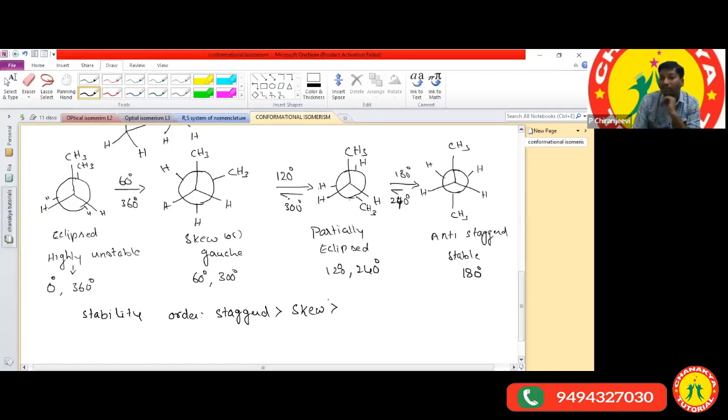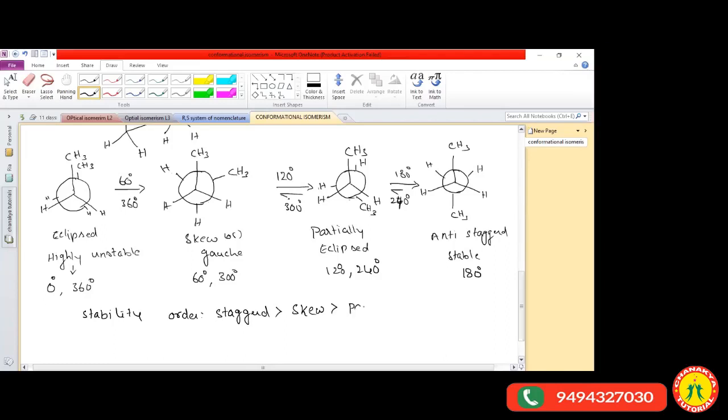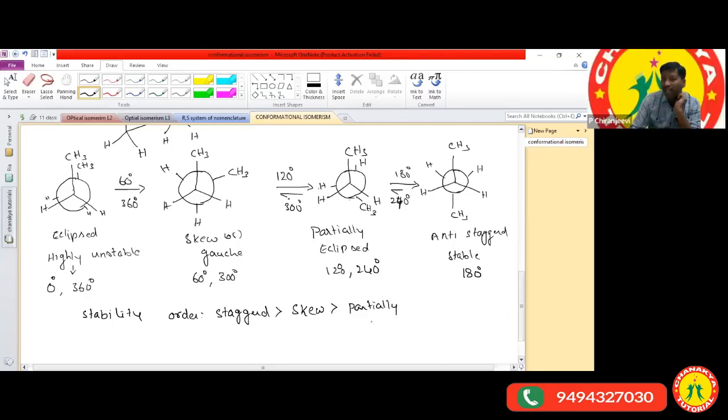Then next, which one is more stable? Then partially eclipsed, and then eclipsed is highly unstable. So the least stable is the eclipsed form.